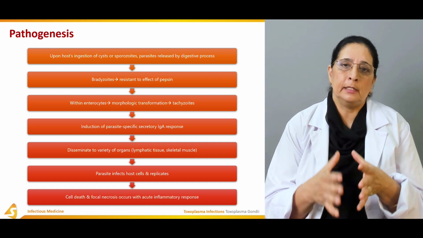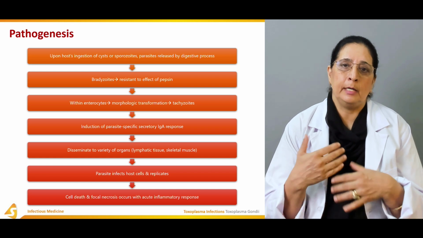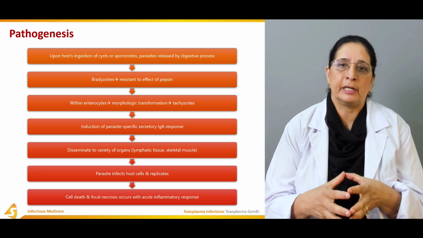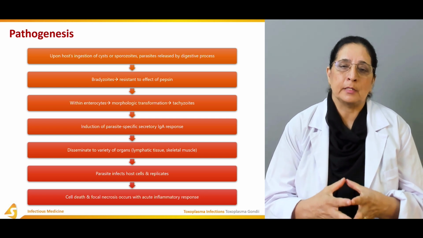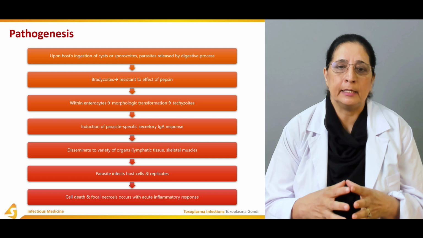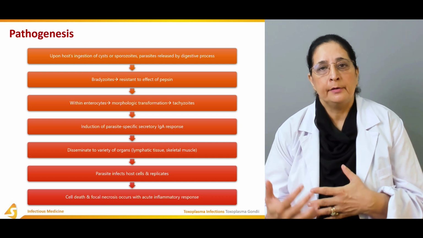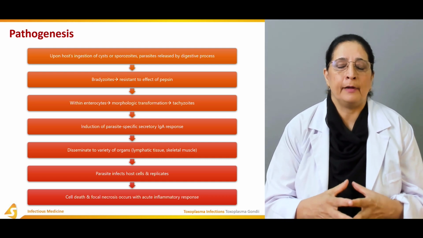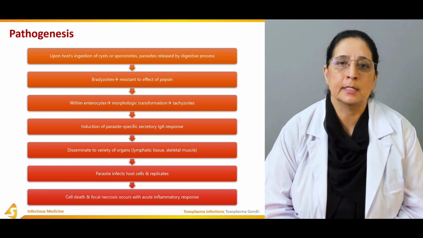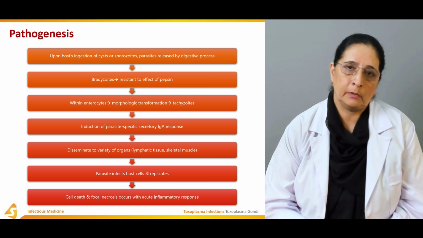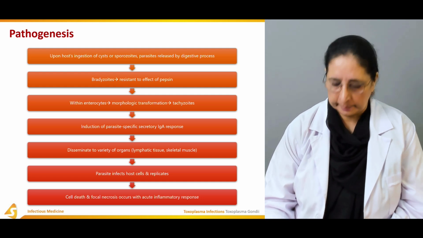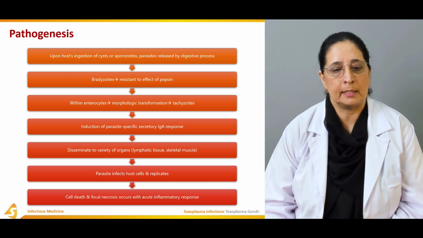So as with other infectious diseases, we keep on mentioning that once the infection occurs, it stimulates the inflammatory process, and as a result of that inflammatory process, different cytokines and inflammatory products are released that cause the death and necrosis. So that's the same mechanism occurring in toxoplasmosis.